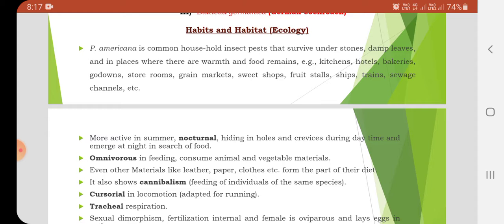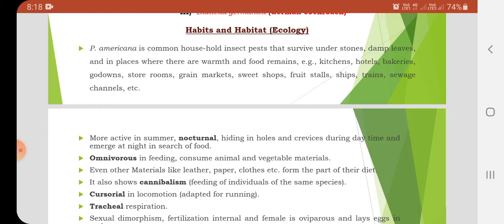It also shows cannibalism. Cannibalism is a phenomenon in which one individual feeds upon an individual of the same species. So the cockroach feeds on other organisms of its species. So there is cannibalism. It is cursorial in locomotion. Cursorial means the legs or locomotory organs are adapted for running.